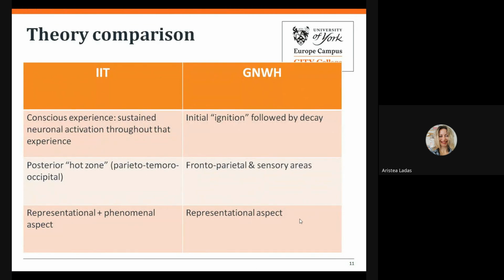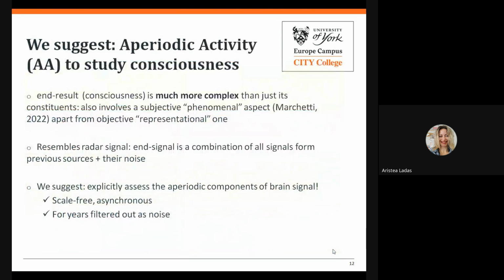So you can see the main differences between them. The information integration theory supports that a posterior so-called hot zone, parieto-temporo-occipital networks, is responsible for producing the sense of consciousness, whereas the global network supports a frontoparietal and sensory areas responsible for that. The information integration theory tries to assess both its subjective and objective aspects, whereas the global network hypothesis can assess only its objective aspect.